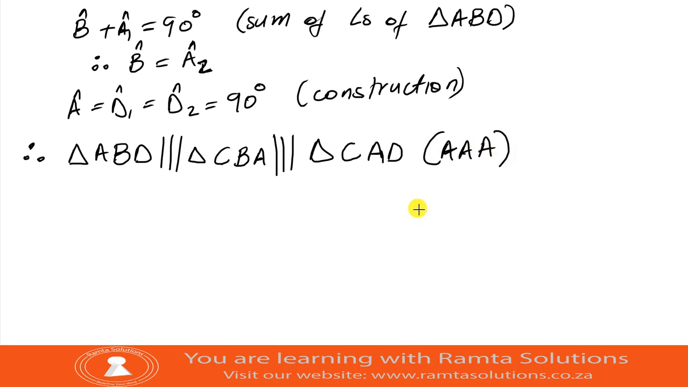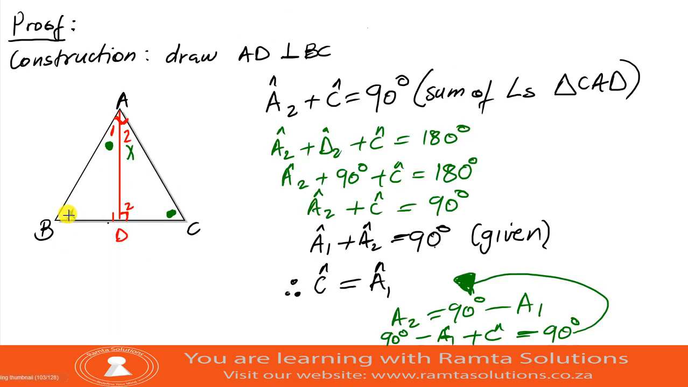This is because corresponding angles are equal. Now, from that fact, we can therefore say AB over... AB is a hypotenuse on triangle ABD. Can you see it? It is the hypotenuse because it's opposite the right angle. So I will compare ABD with the main triangle.